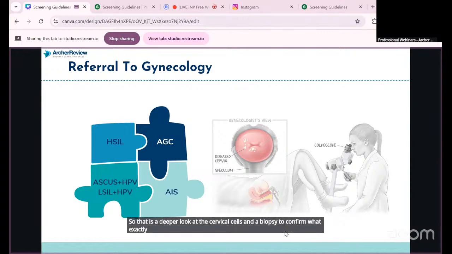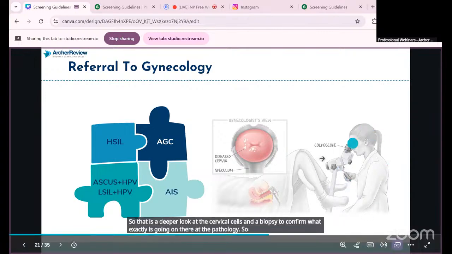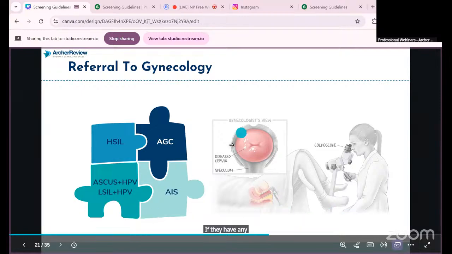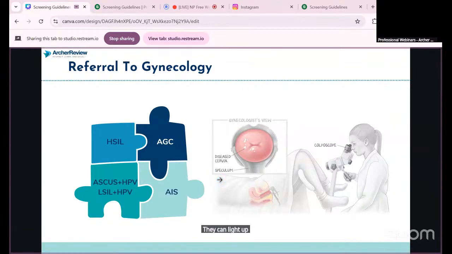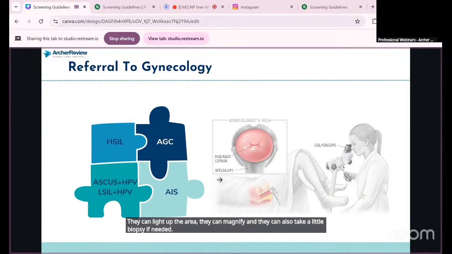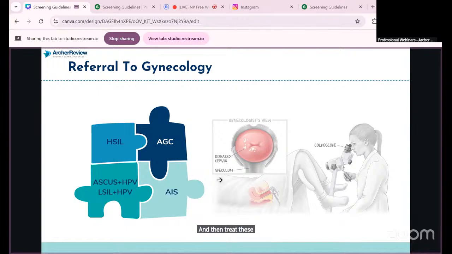there at the pathology. So you see, this patient's going to get referred out to GYN if they have any of these conditions, and they can actually take a little bit better look. They can light up the area, they can magnify it, and they can also take a little biopsy if needed, and then treat these patients accordingly.